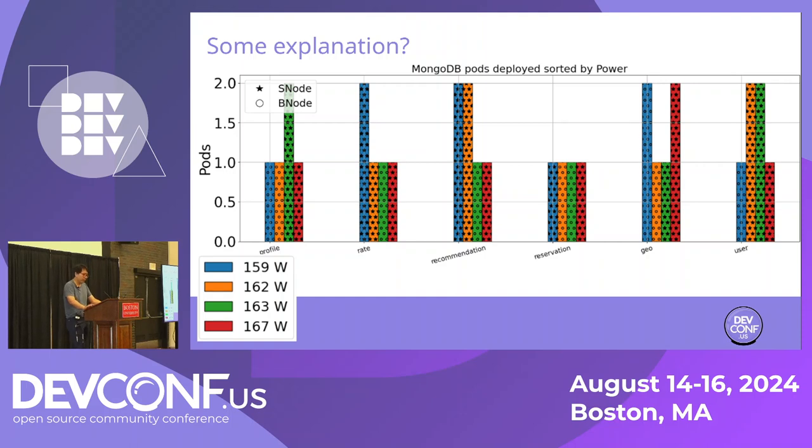Also, in each of these bars, I tried to differentiate the node that the pod is scheduled on. If there's a star on it, that means it scheduled that pod on one of the lower end nodes. And if it's a circle, it used the higher end node, right? So here we see it's kind of a mixed bag. It's mostly stars, as in lower end nodes, and you only use one or two of the MongoDB pods.